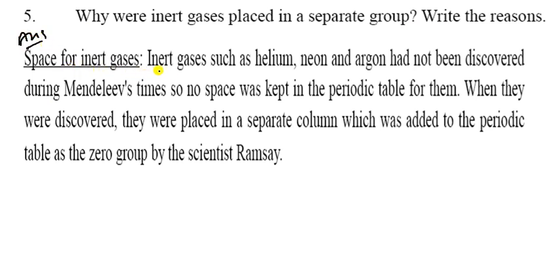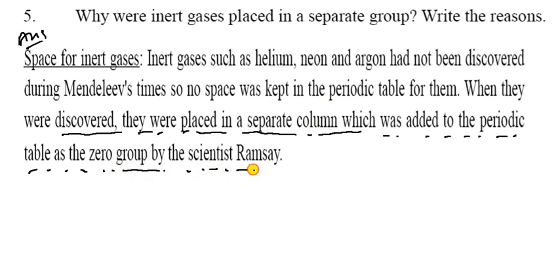The space for inert gases. Inert gases such as helium, neon, argon, krypton, xenon, radon. But neon and argon had not been discovered at the time of Mendeleev. So no space was kept in the periodic table for them. When they were discovered, they were placed in a separate column, which was added to the periodic table as the zero group by the scientist Ramsay. So Ramsay added the zero group, and in this group all the inert gases are kept.